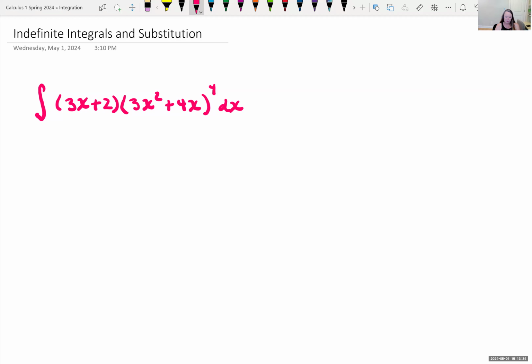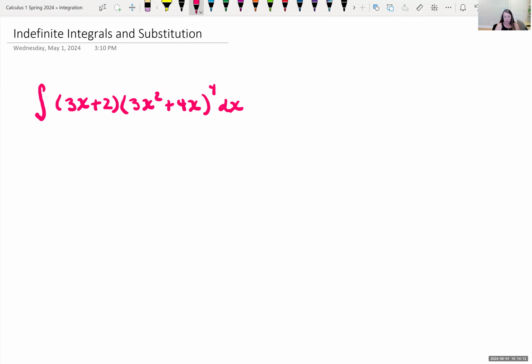So right now, this integral in front of us is the quantity 3x plus 2 times the quantity 3x squared plus 4x, and that quantity is to the fourth power, dx. In order to integrate this, I would have to expand out that 3x squared plus 4x to the fourth, so multiply that by itself 4 times and then distribute that 3x plus 2. That's going to be a lot of work. Sometimes this method of substitution gives us a way to make integration a lot simpler. So with this example, I'm going to show you how to do integration by substitution.